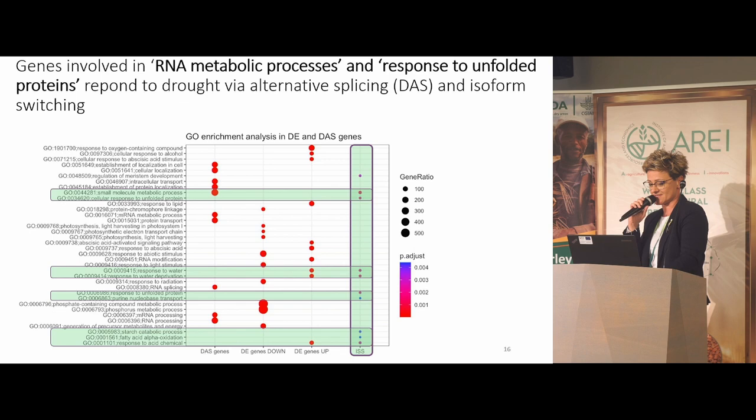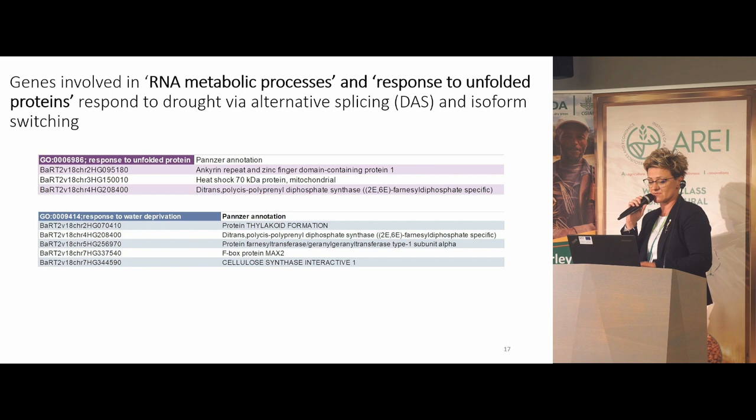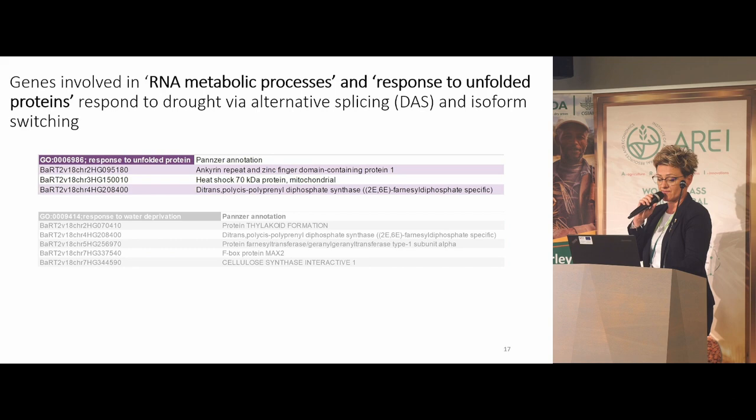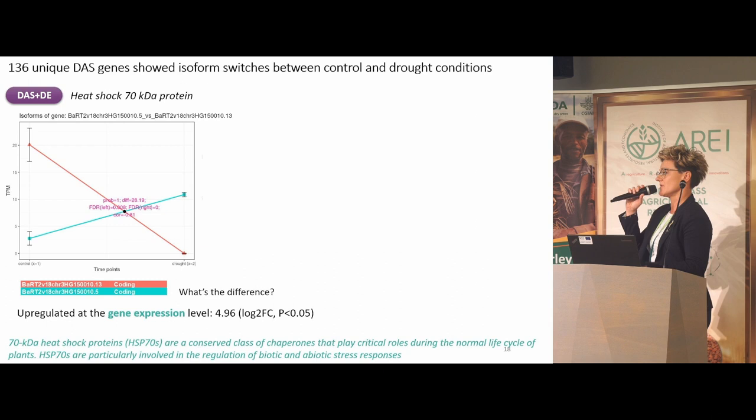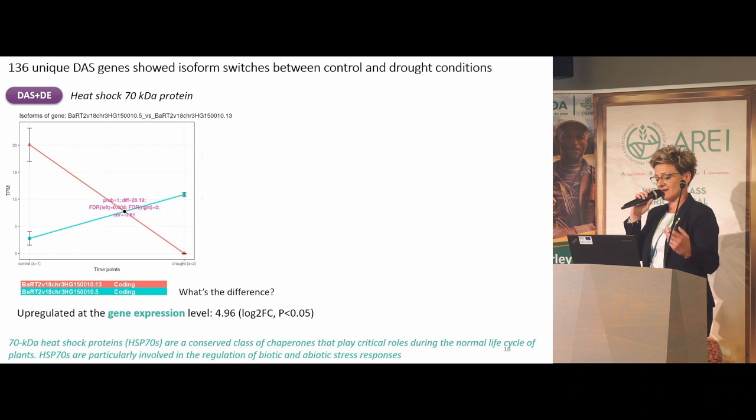Then we looked at isoform switching, and it was really interesting because we were able to see differential isoform switching in crucial genes responding to drought stress. So here I will show you some interesting results. The first one is heat shock protein 70, which is represented by two isoforms and is regulated not only at the alternative splicing level, but also at the transcriptional level of regulation. When we looked at the isoform switching, we noticed that the one which is preferred is coding the same as the one that is not preferred under drought stress.